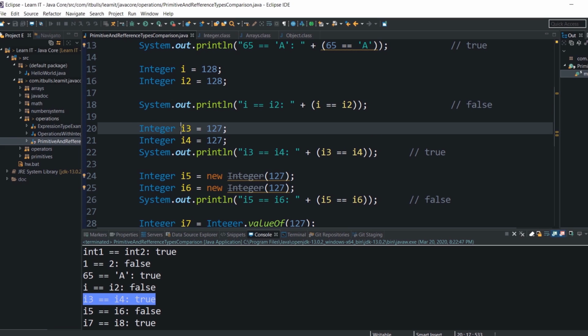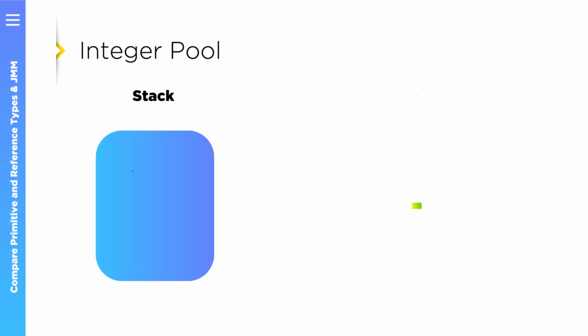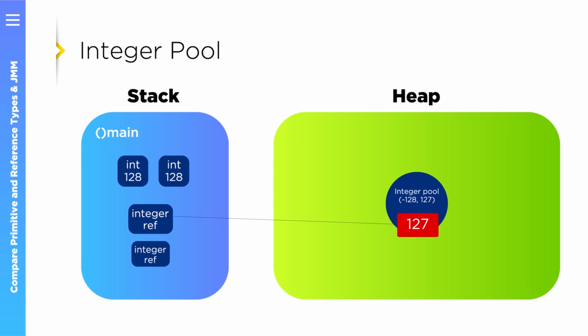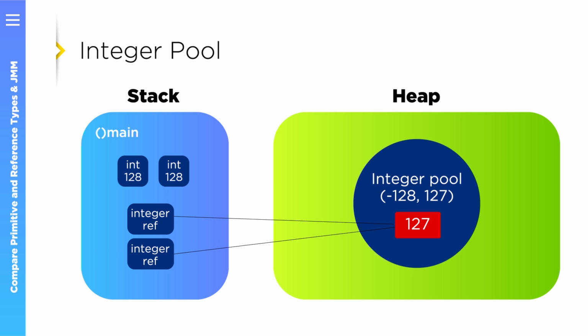Let me visualize this for better understanding. Two references in stack memory are referring to the same value. And that's why, when we are comparing these values via equals to operator, we receive true. Hope that explains a lot. Let's continue. This party is not over yet.